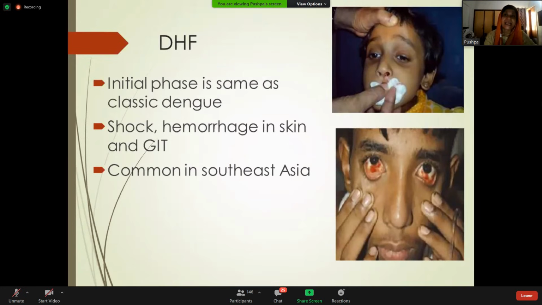So what is dengue hemorrhagic fever? You can see there is nasal bleeding, and you can see bleeding in the eyes also. Initial phase is same as classic dengue, which is flu-like symptoms, fever, feeling of not being well, headache and chills, vomiting. And then there's development of shock, hemorrhage in the skin, and GIT, common in Southeast Asia.